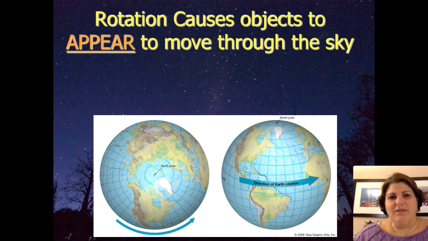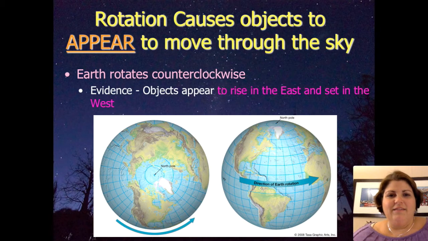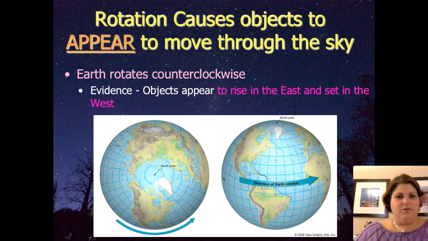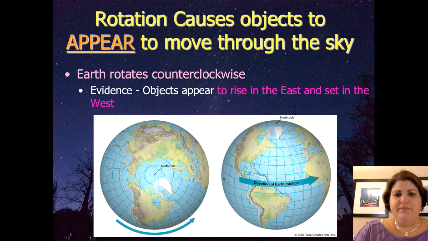As the Earth rotates, the objects outside of the Earth, in other words, space, appear to be moving across the sky, and that, of course, includes the Sun. So things appear to rise in the east and set in the west. That tells us that the Earth rotates counterclockwise. In other words, if you were hovering in a spaceship above the North Pole, it would appear to move in a counterclockwise fashion. Take a look at these pictures here.